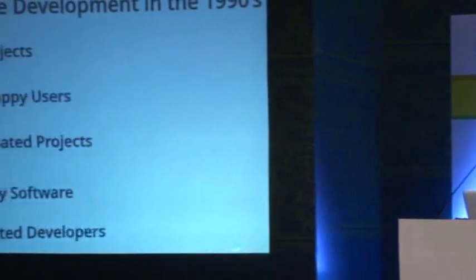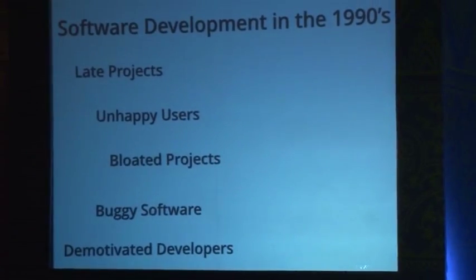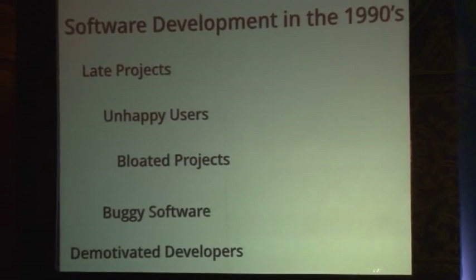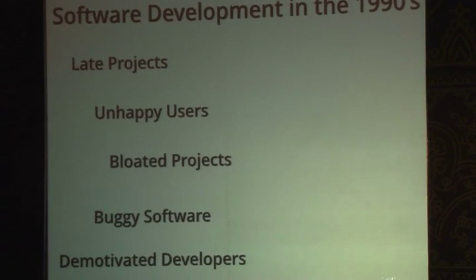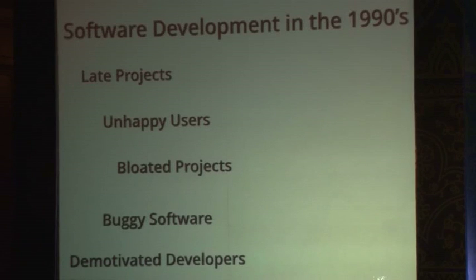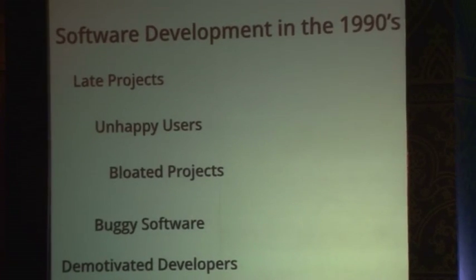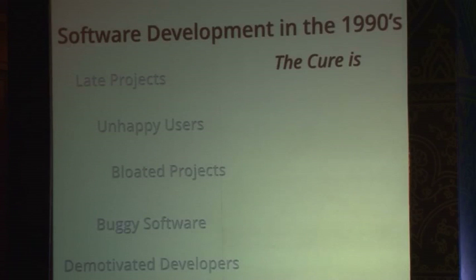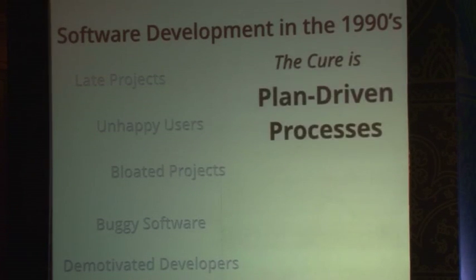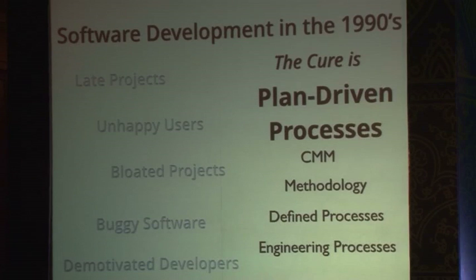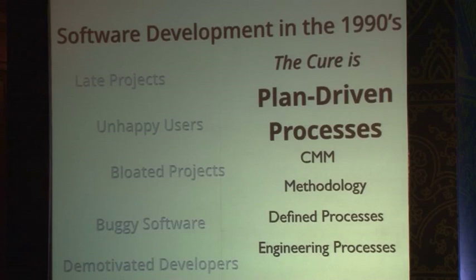And the problems, to a large extent, are still there in the industry. I think they've been attenuated a good bit, particularly by effective teams. But they were very much in people's minds in the 90s. And at that time, people also felt they knew what the answer had to be. They knew what the cure needed to be for these kinds of problems. And that was the big plan-driven processes. Things like CMM, heavy methodology, detailed planning up front before you begin doing your work, all of that kind of thing. That was seen as the professional way to develop software.